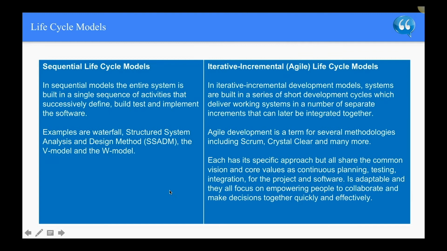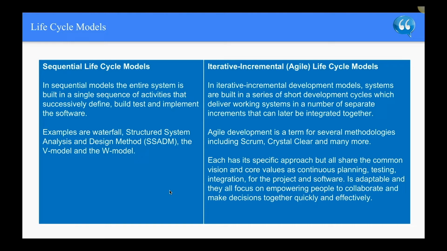Okay, life cycle models. By ISTQB instructions, it is divided into two sections, which are sequential life cycle models and iterative incremental, like agile, type of life cycle models. In my experience, I have used the V-model and the waterfall, and also agile as well. It depends on the project. But this will fall on the ISTQB exam as well, so pay attention on this one.